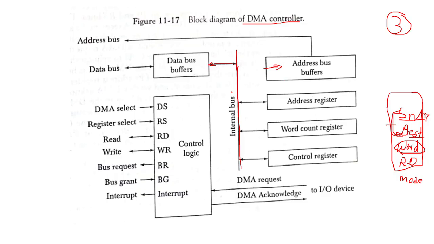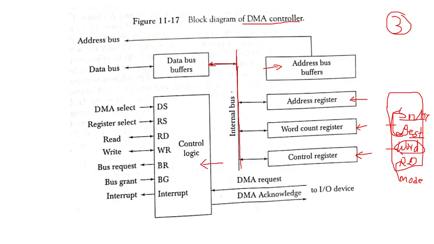The source and destination address is stored in the address register, and the word count is stored in the word count register. Then the mode and the operation, read or write operation, is stored in the control register. And all these blocks are controlled by the control logic, which is the brain of the DMA controller.